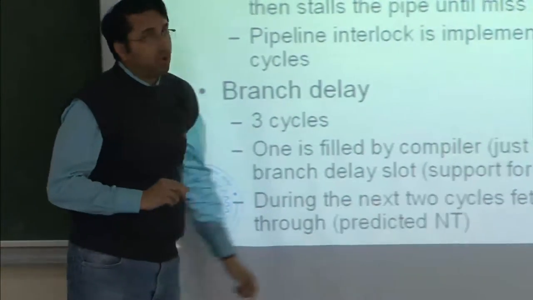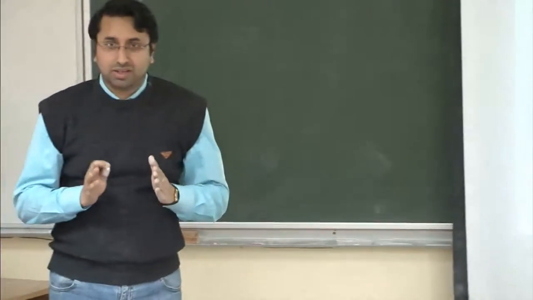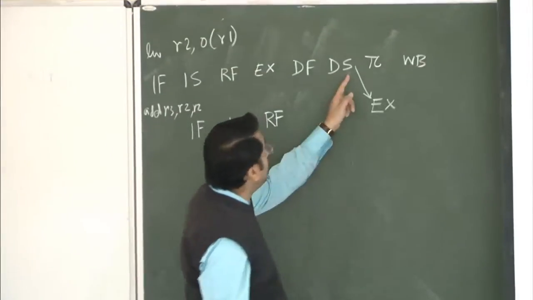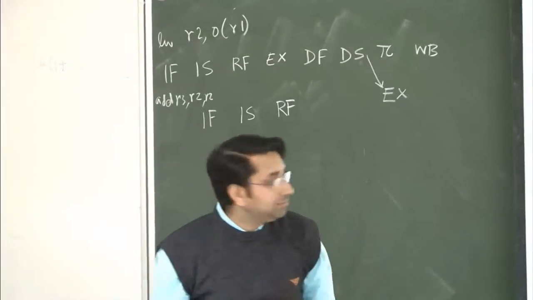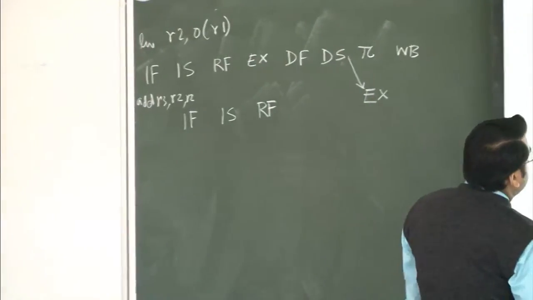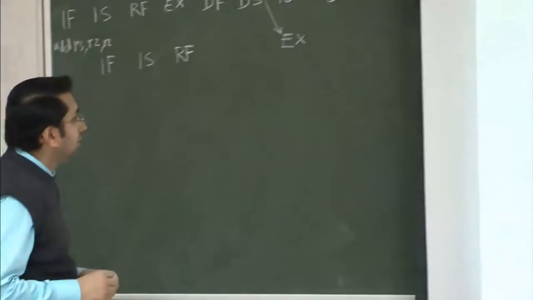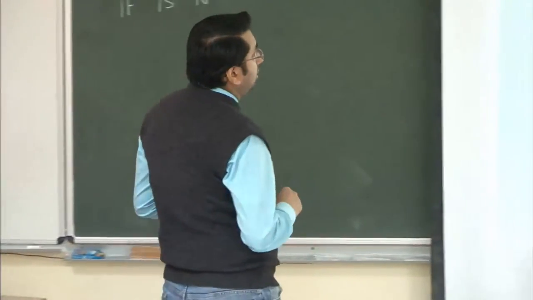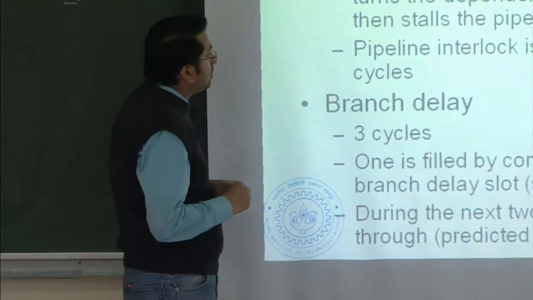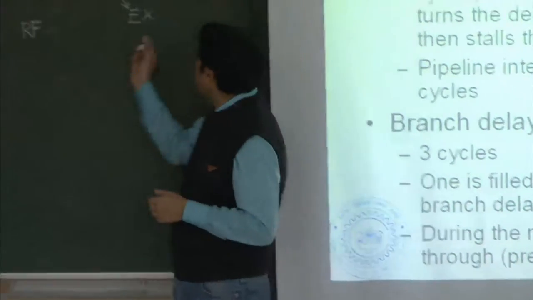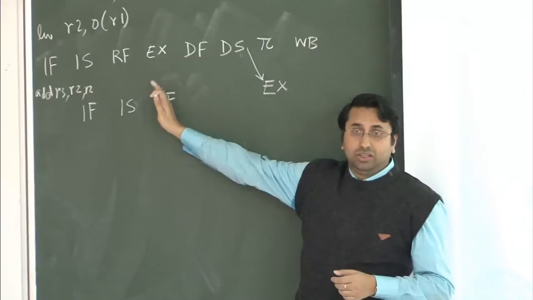This is widely used today in all microprocessors. They use a more sophisticated predictor. These are predictions, right? They'll actually look at the history of this particular load instruction and decide if it is going to hit or miss in the cache. The worst case is 3 cycles, as I just mentioned. Also, you need hardware to back up by 1 cycle. Because a miss may take longer, the backup hardware turns the dependent instruction issued in the last cycle into a no-op, and then stalls the pipe until the miss returns. So you turn this into a no-op and keep this instruction stalled here until the load data is available.